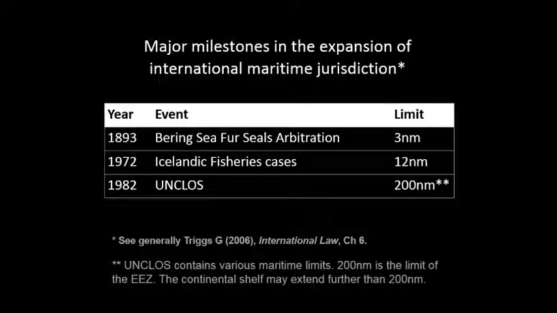And countries like Britain, Spain, and France, that were all big maritime nations at the time, wanted to limit the control that other nations had over the seas. So they wanted small maritime zones. And so 3 nautical miles was around for centuries. But then it's been expanded since then.